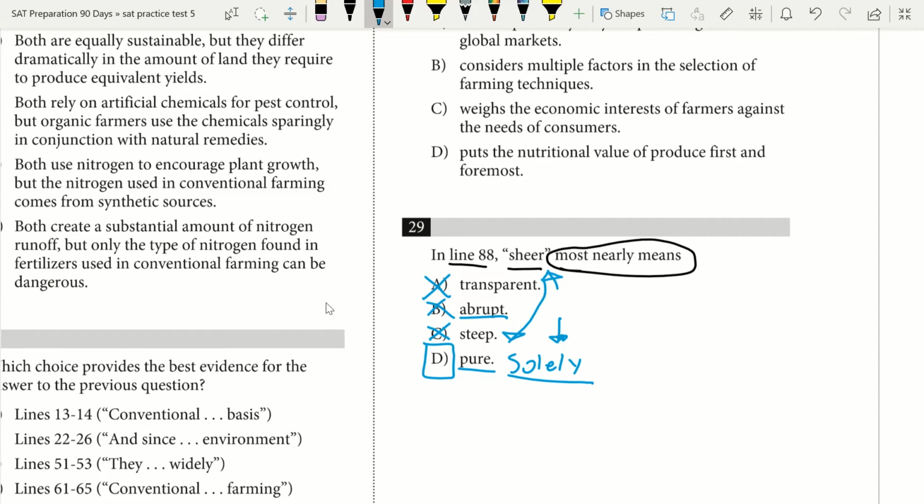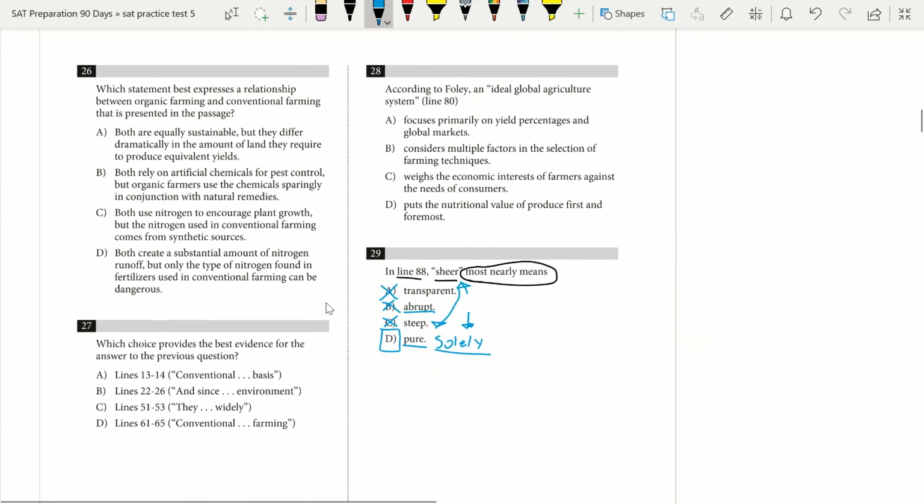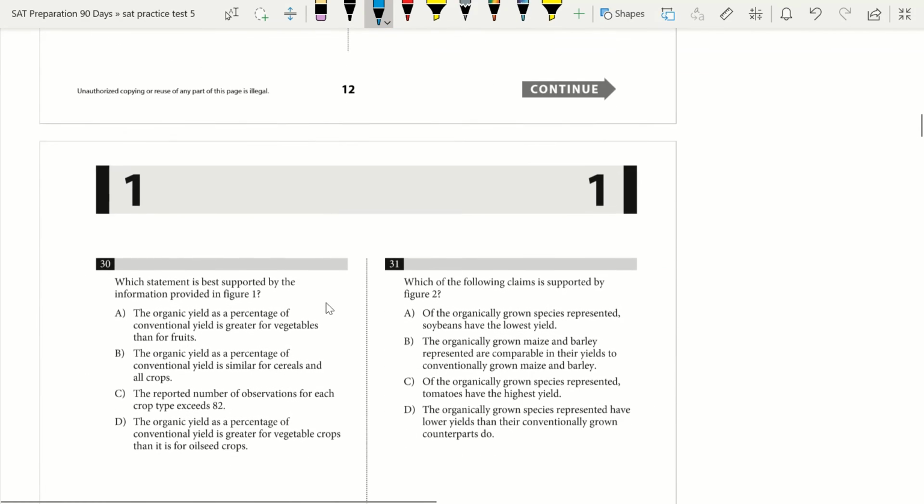Okay, so by process of elimination, even if we didn't come up with pure right away and we came up with solely or only calories, we obviously can get rid of A through C because they would not work, and D would be our correct answer because it's the only choice that shows that we are only talking about calories, the pure calories, meaning most nearly sheer.